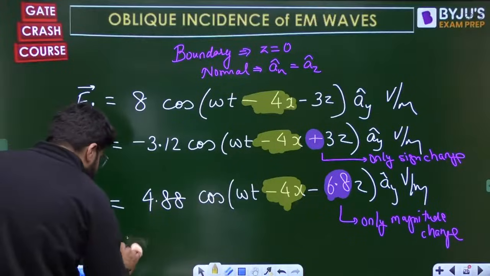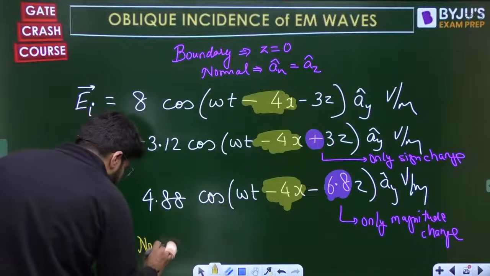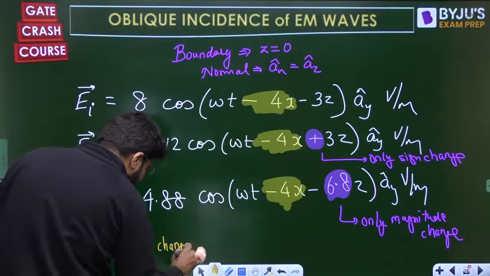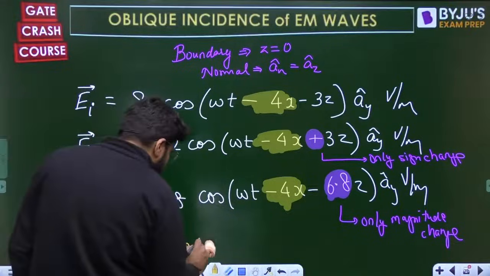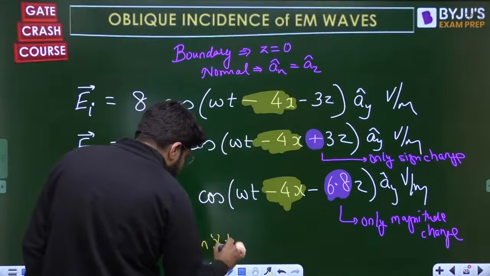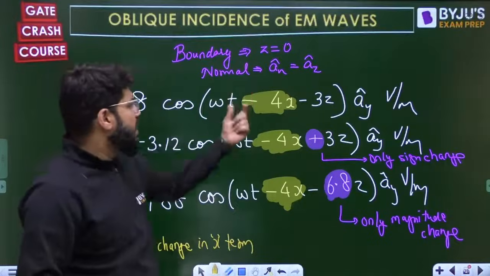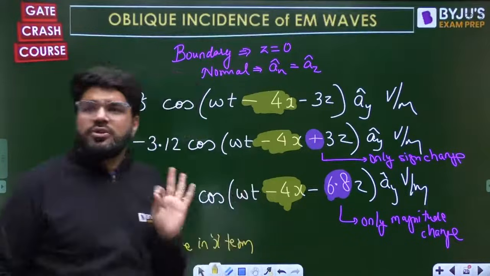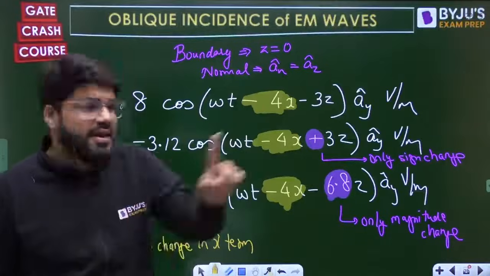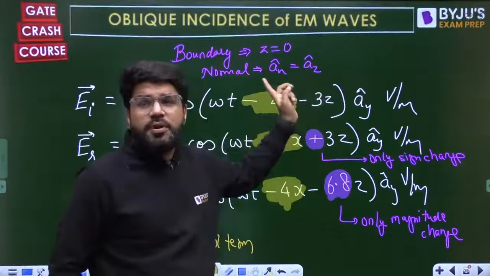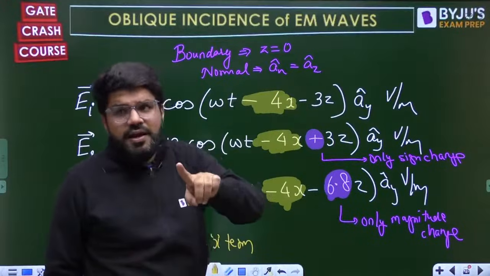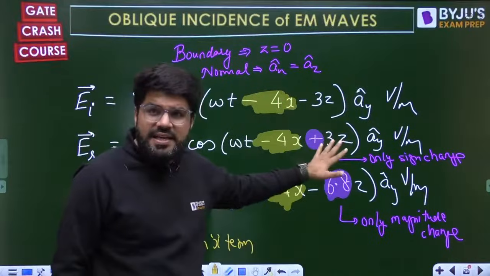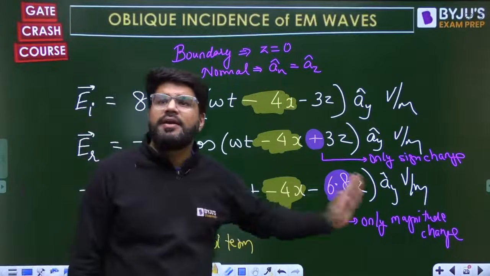There is no change, neither the sign nor the magnitude. There is no change in the X term. Minus 4x, minus 4x, minus 4x. So there is only going to be a change in the term corresponding to the normal direction. Clear? If it is a reflected wave, only sign change. If it is a transmitted wave, only magnitude change.